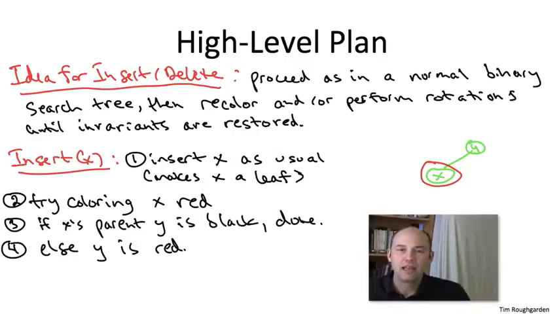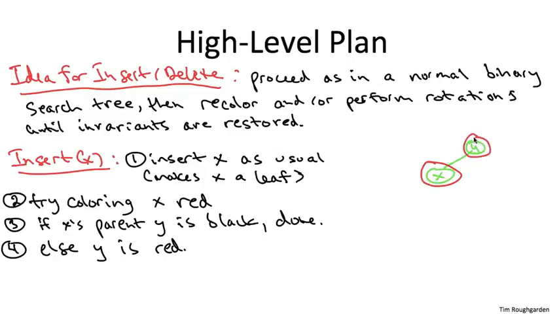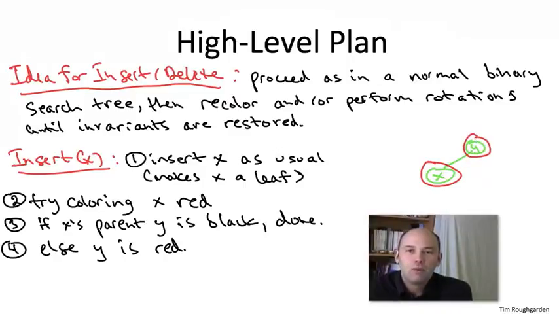So the tricky case then is when X's parent Y is also red. In this case, we do not have a red-black tree, we have a double red, and we have to do some more work to restore the 3rd invariant. So suppose Y is red. What do we then know?